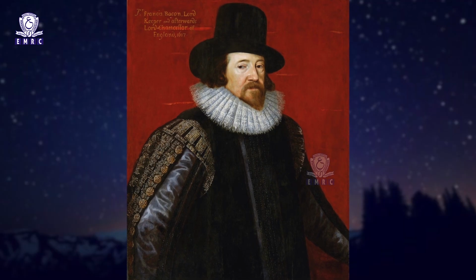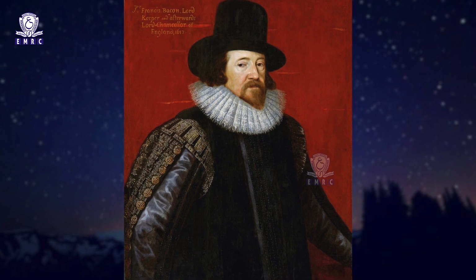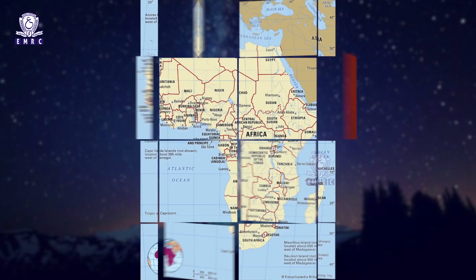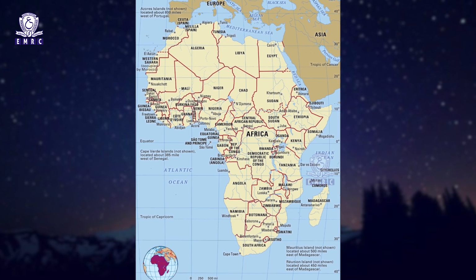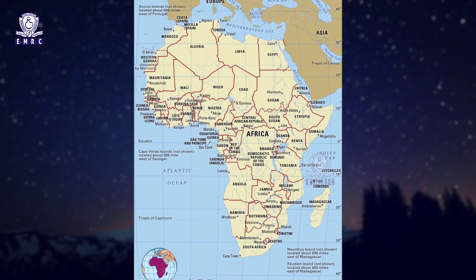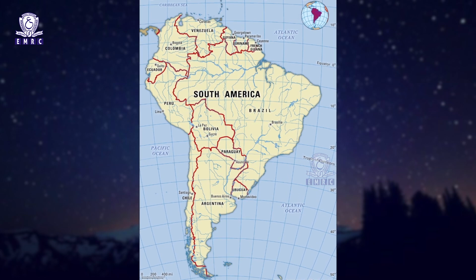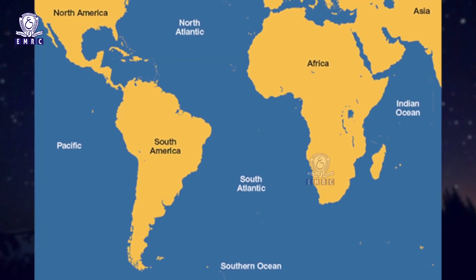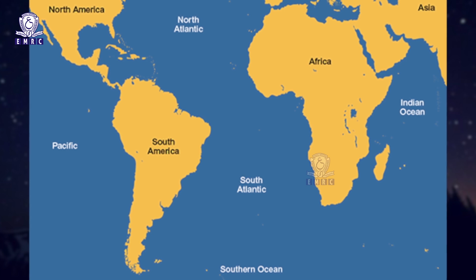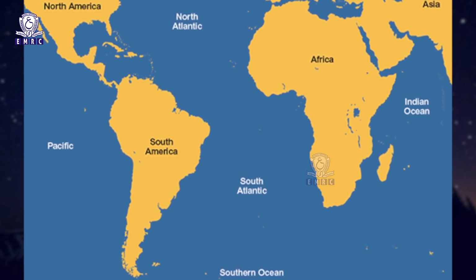In 1620, the British philosopher Sir Francis Bacon noticed gross similarities between the shapes of Africa and South America, although he did not suggest that they had drifted apart. Soon after the first reliable world maps were made, scientists noted that the continents, particularly Africa and South America, would fit together like a jigsaw puzzle.